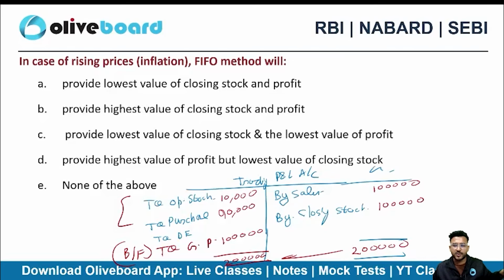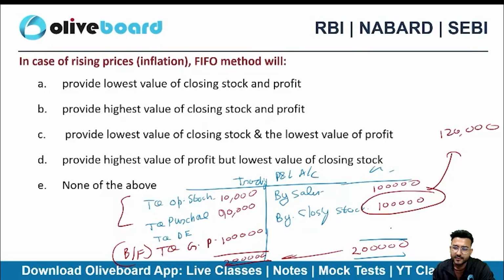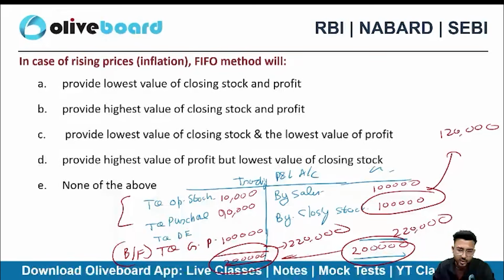Now my sales is constant. My opening stock is constant. My purchase is constant. Just try to increase your closing stock. Let's pump it up to 1,20,000 instead of 1 lakh. This will become 2,20,000. This will become 2,20,000. This total will also become 2,20,000. Your opening stock and purchases are 1 lakh only. So now your gross profit becomes 1,20,000.